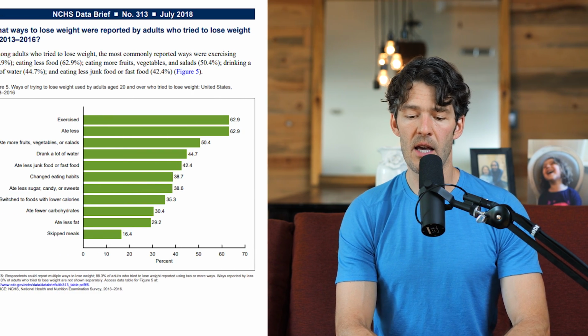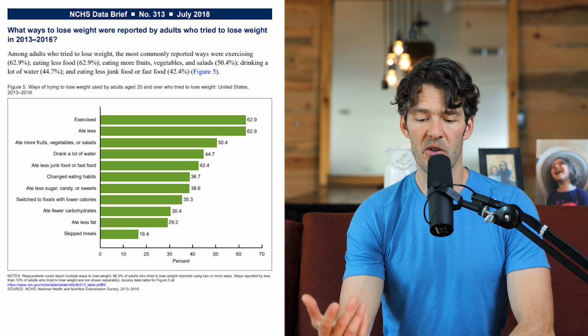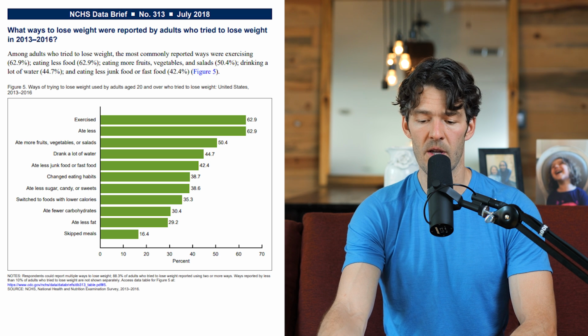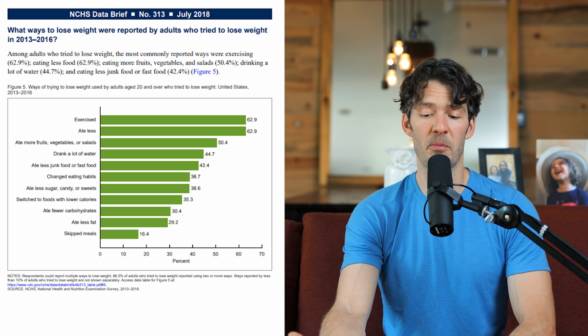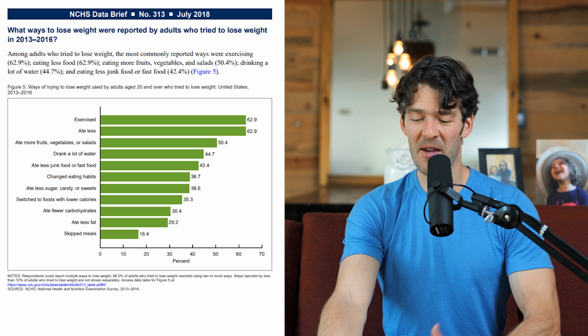Instead, focusing on strength and objective markers, using things like power, is a much more sustainable way to do that. And lastly, a lot of people are drinking a lot of water to try to lose weight. They say they're eating less junk food. Only 42% are eating less junk or fast food. Still, 30% of people surveyed here say they're eating less fat, which I thought was interesting.